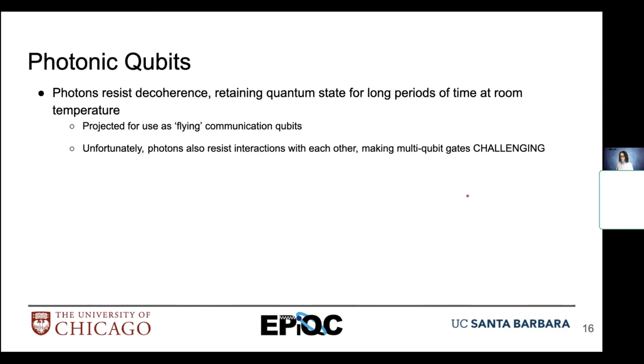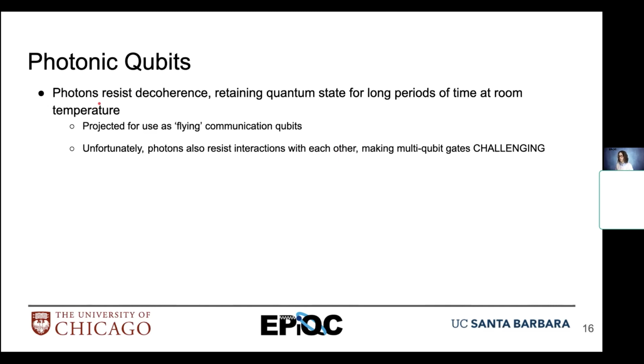Unfortunately, this strength, this positive attribute that photons resist decoherence, also ends up being a caveat, because photons not only want to resist interaction with their environment, they want to resist interacting with each other. So because photons resist interactions with each other, multi-qubit gates are very challenging, and that's one of the biggest limiting factors in why you don't see more photonic quantum implementations.